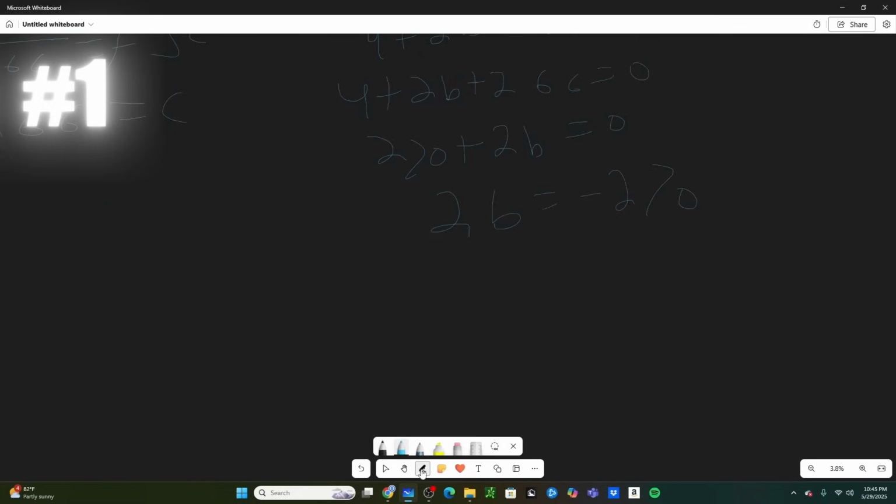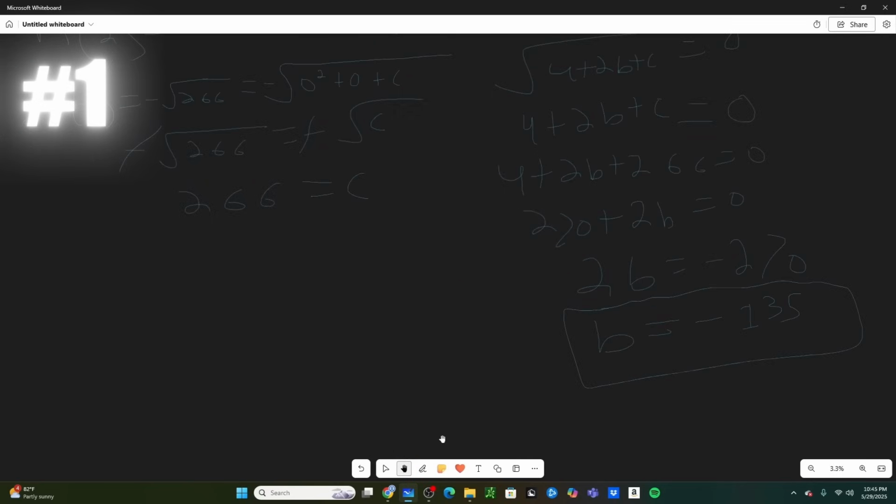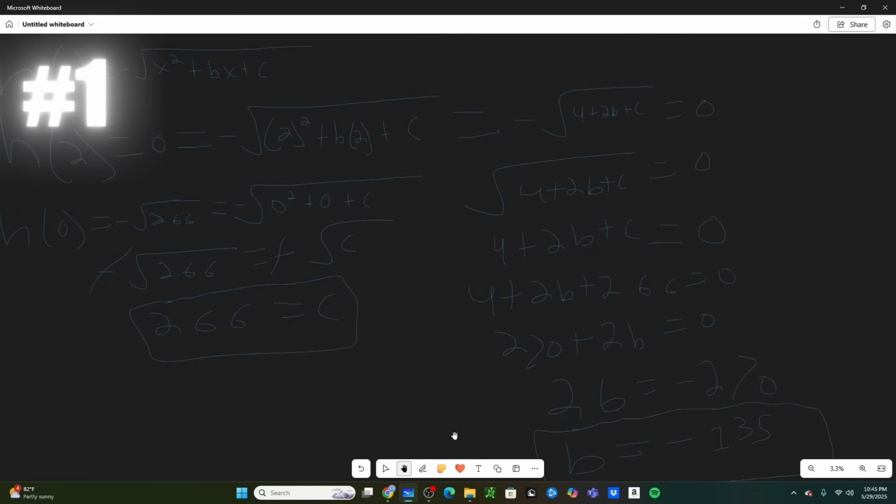Now all we need to do is divide by 2 on both sides. We get b equals negative 135. And now we know what b is, which is negative 135, and we know what c is, which is positive 266. So now we can move on to the next part of the question.